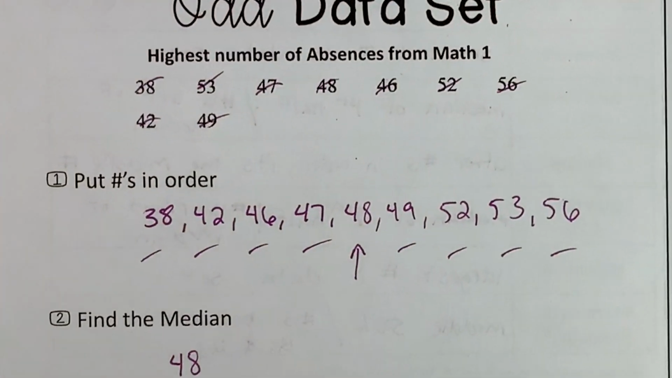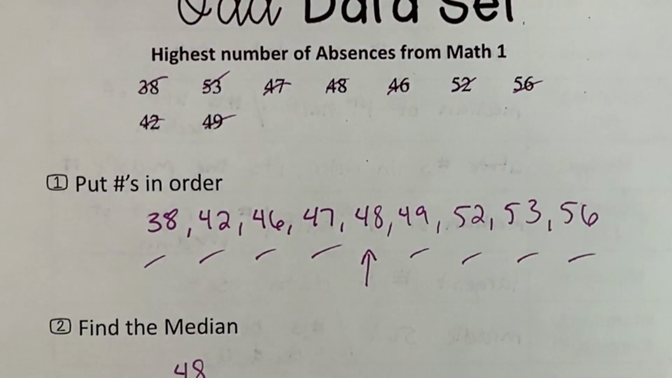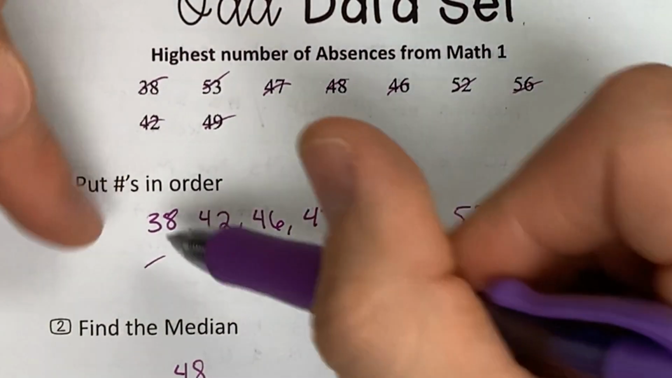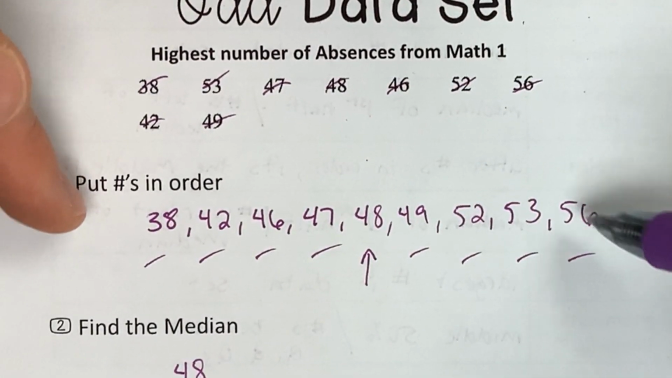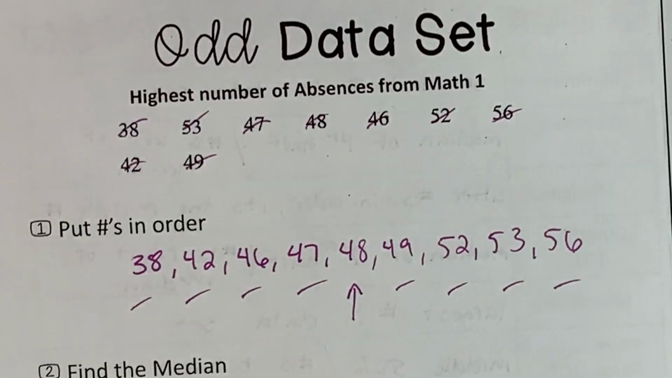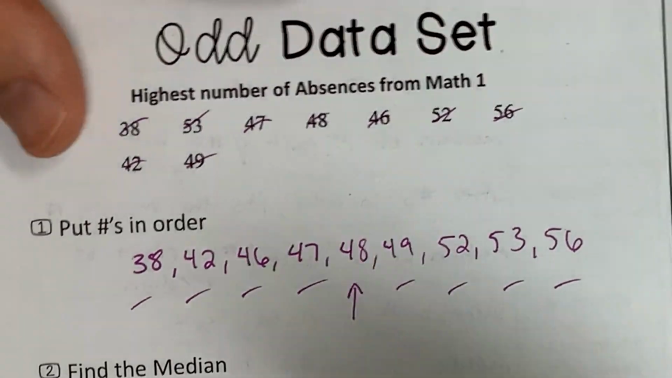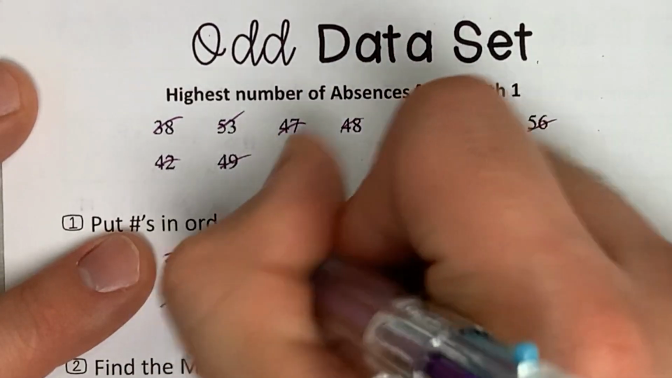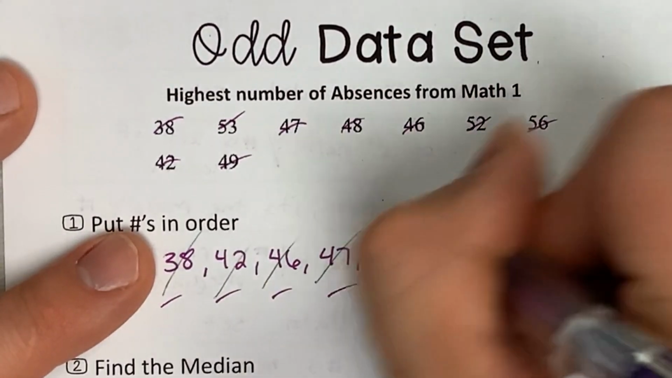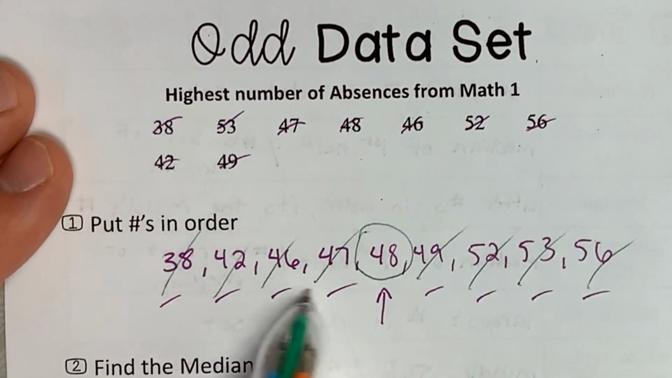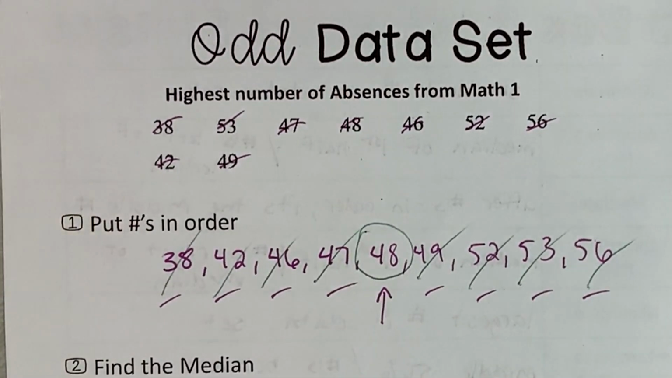All right, guys. So let's check our answers, okay? I took my numbers, my data, and put them in order, from 38 all the way to 56. Looks like I had no repeats. When I cross these out, again, I take my edges off and work my way to the middle. I had a true middle, not like over here where I have to do something else. It's just 48. That's it.